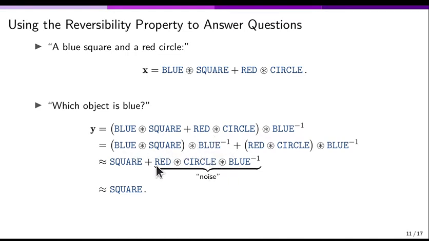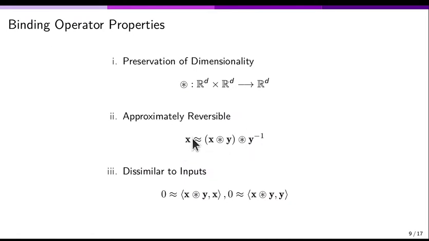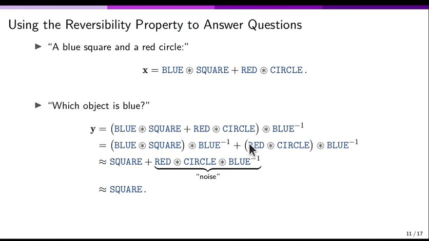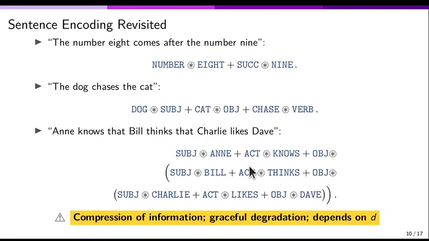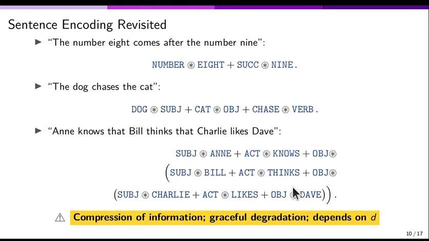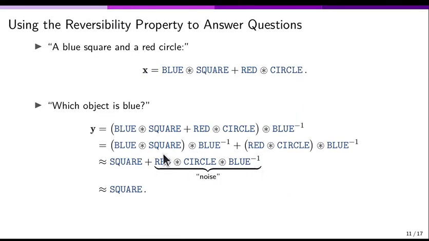Because I created x in this way, if I follow through this math, I get a vector that's similar to square, because the blue cancels out. That is exactly the approximately reversible property. But then there's this other term, which gives me something else. Because I've also said that the binding operation gives things that are dissimilar to its components, this term will be some vector, but whatever it is, it's not going to be similar to square.